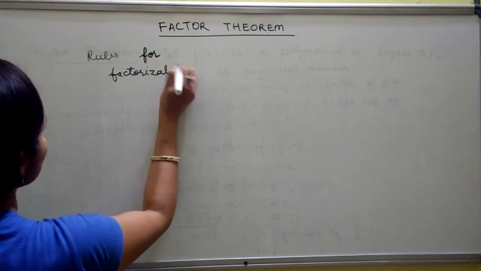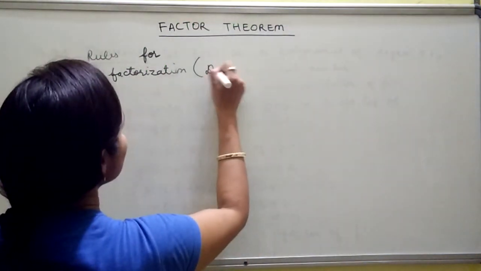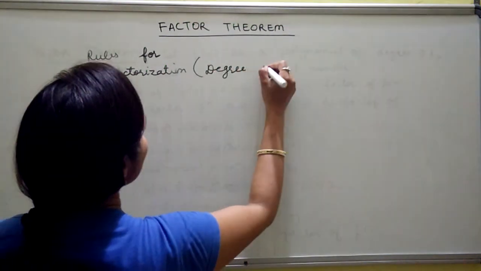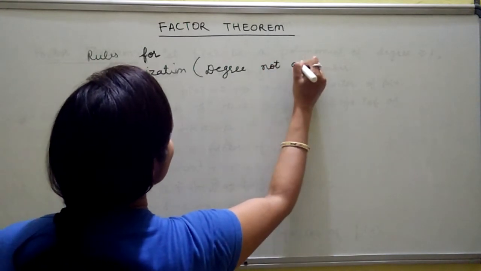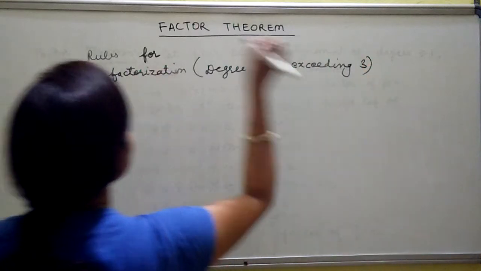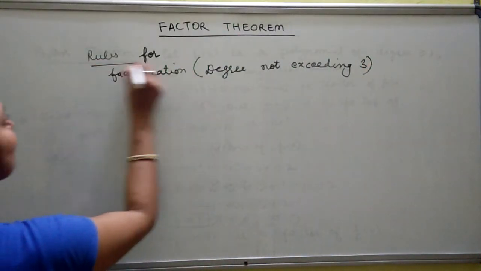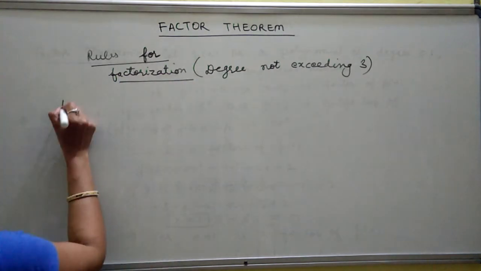Factorization. The degree should not be greater than 3, degree not exceeding 3. Okay. How to factorize the question? There are steps. Rules for factorization. Step 1.